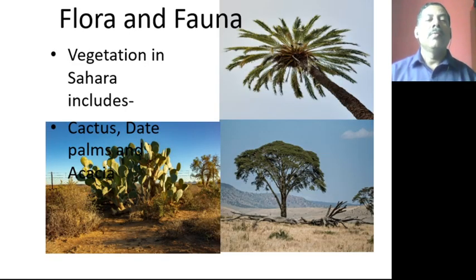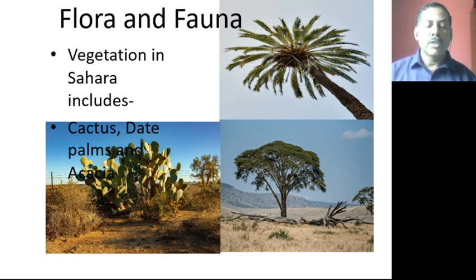Now coming to the flora and fauna. You know very well about flora and fauna: flora means plant life and fauna means animal life. The first one you are going to see here is a cactus, the second is the date palm, and the third is acacia.